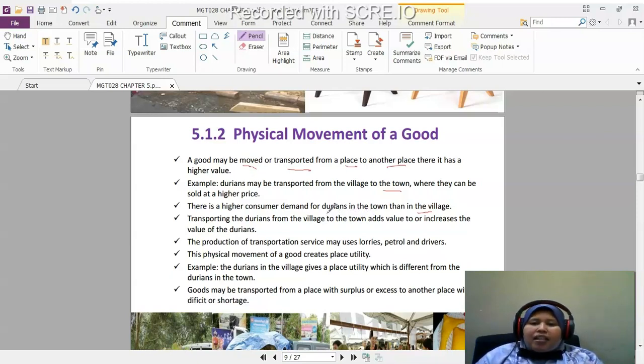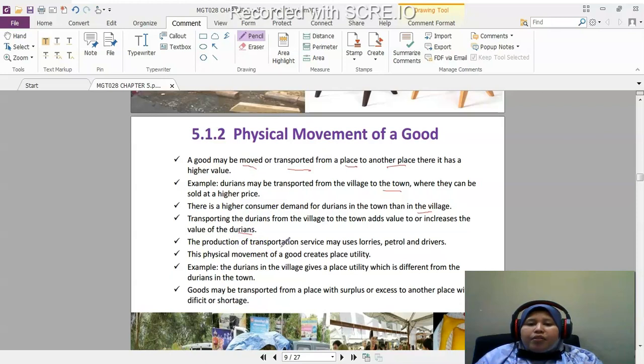Okay, but dekat bandar macam mana nak tanam durian kan? Tak ada tempat nak tanam. Okay, transporting the durian from the village to the town adds value or increases the value of the durian. Okay, so that the price of the durian will increase, okay, because of the movement of the goods.